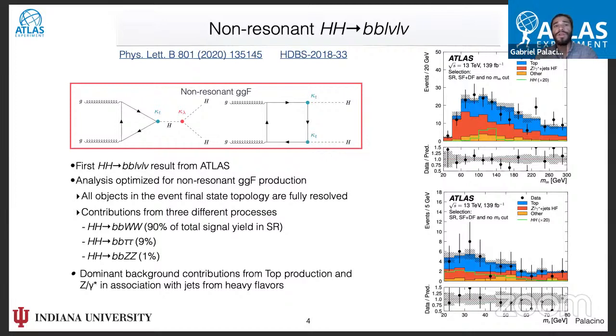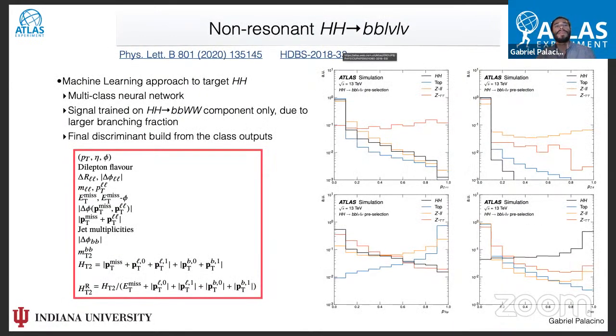The dominant backgrounds here are top reduction and Z gamma in association with jets from heavy flavors. So let's move on to the analysis strategy.